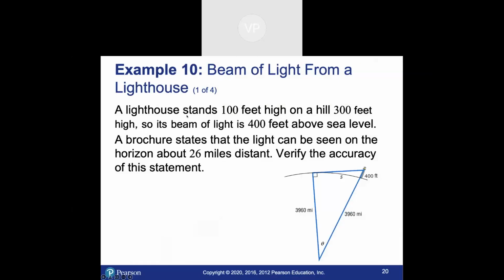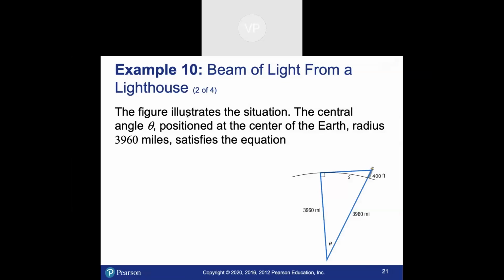Okay, a lighthouse stands 100 feet high on a hill that's 300 feet high above sea level. The brochure states that the light can be seen on the horizon 26 miles distant. Verify the accuracy of this statement. Okay, I think I know what they're asking for here. So the good news is they did give us this picture here.